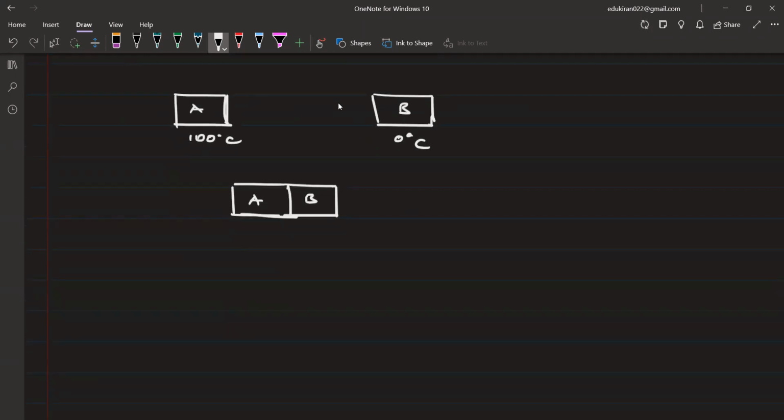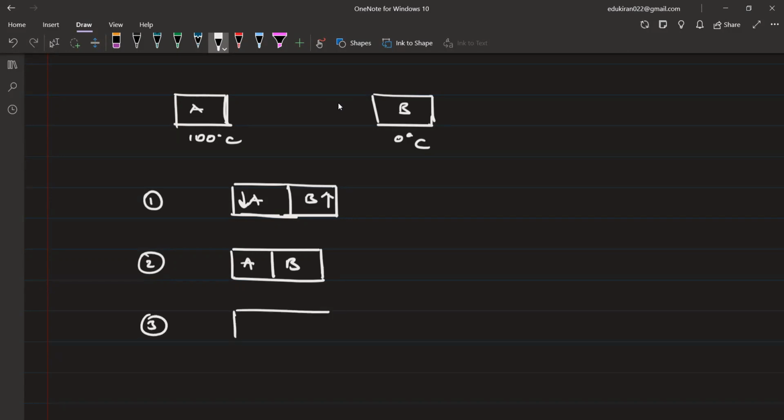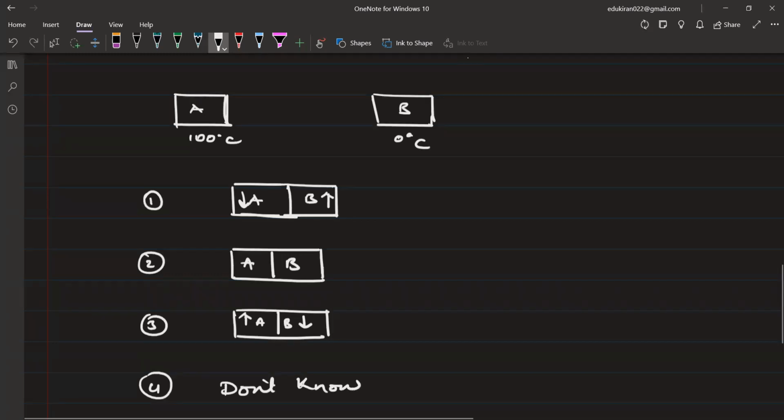I say that the temperature of block A is going to decrease and the temperature of block B is going to increase. This is the first option. Second option is nothing happens. If you bring them together and both of them are touching each other, still there is no change. A and B are as it is. Or the third case, if I bring them together, the temperature of A is going to increase and the temperature of B is going to decrease. Tell me, what do you think? Or write the fourth option, don't know. Which option is correct?